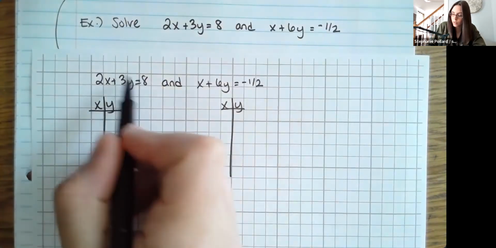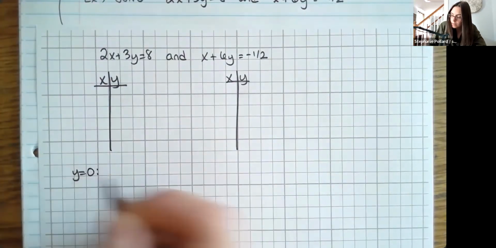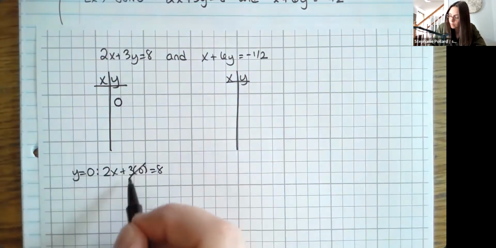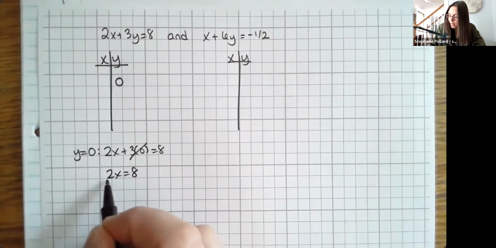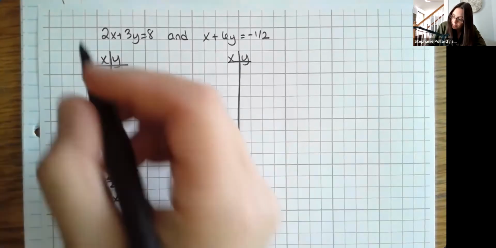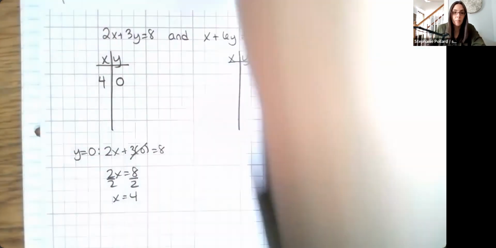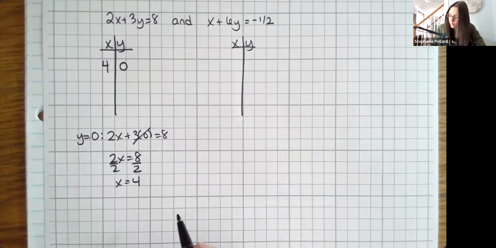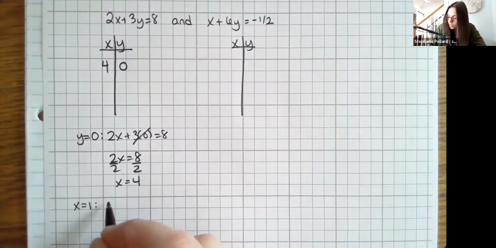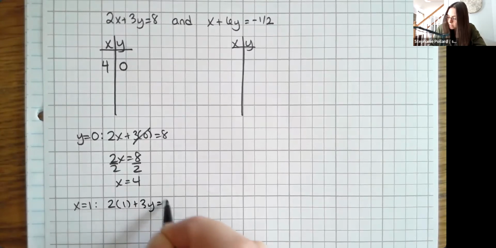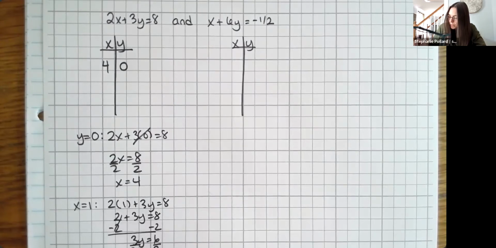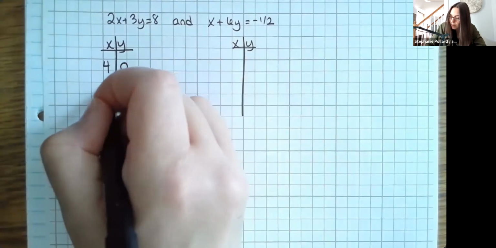I'm going to start with this equation here. One value I'm going to plug in is y equals 0. When I do that, I get 3 times 0 equals 0, so this is going to cancel out. 2x equals 8, and dividing both sides by 2, I get x equals 4, my first point. Then I'm going to find another point. Here, let's use x equals 1. So 2 times 1 plus 3y equals 8. So 2 plus 3y equals 8. Subtract the 2 from both sides. 3y equals 6, and I have y equals 2. So I have the point here at (1, 2).